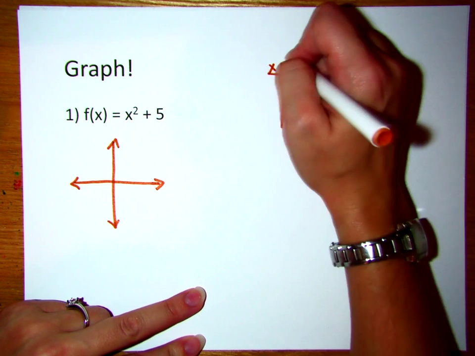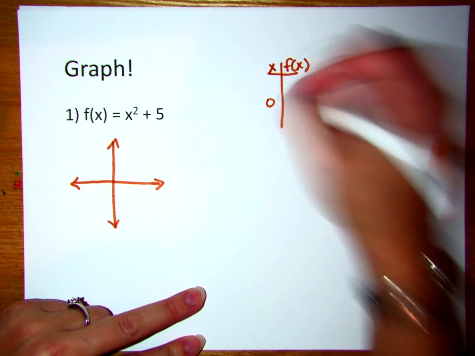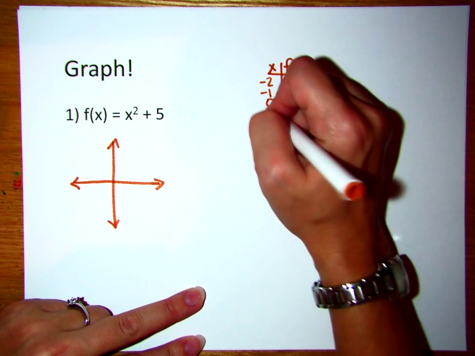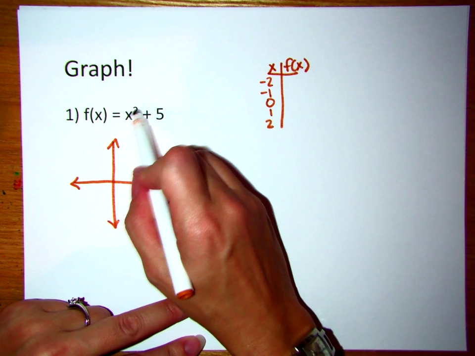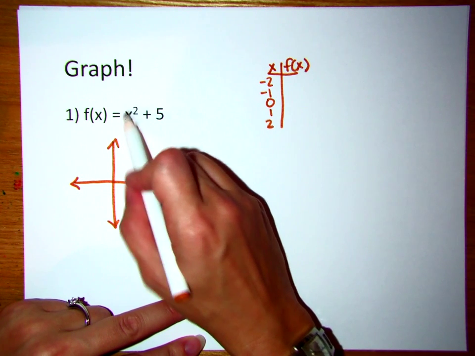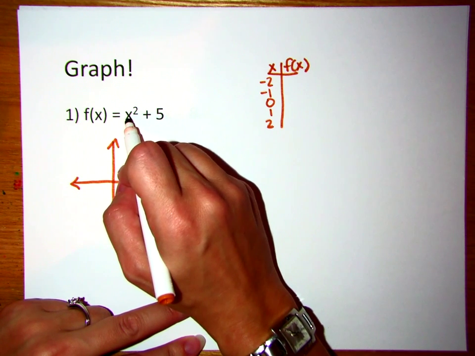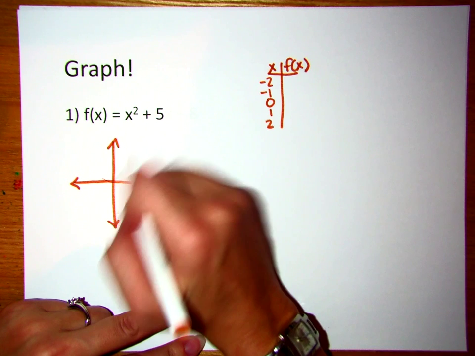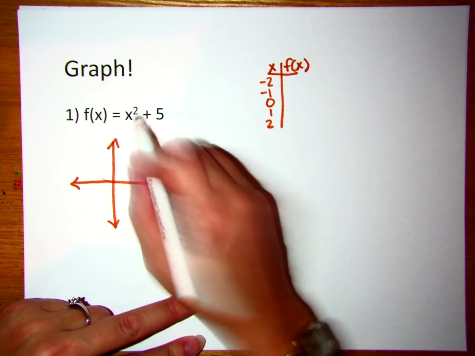We're going to call this x and f of x. And we're going to go ahead and start a table at 0. We're going to do 2 numbers to the left and 2 numbers to the right. I'm starting at 0 because right here x is squared. There's nothing inside this. Really, this is a transformation. It takes the parent graph where it goes through the origin, and it's going to go up 5 units. Vertex here is going to be at 0.